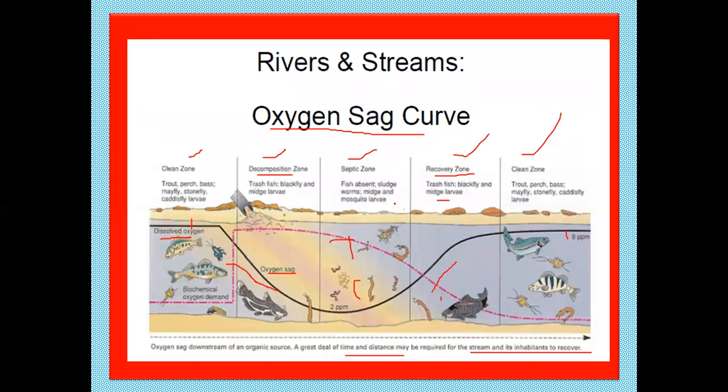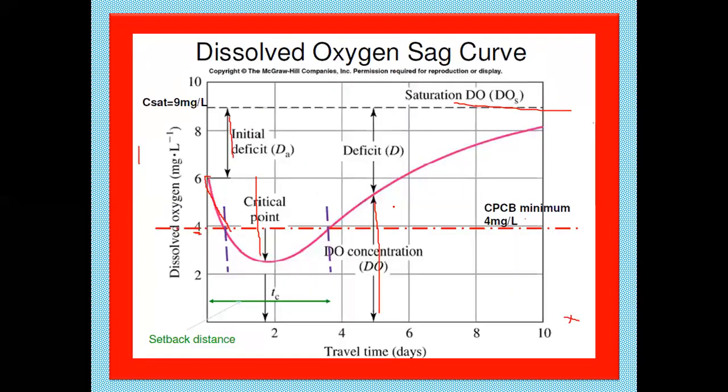Simply draw the figure, draw this figure roughly and explain about it, if you get any question about explaining the oxygen sag curve in the receiving streams, right?